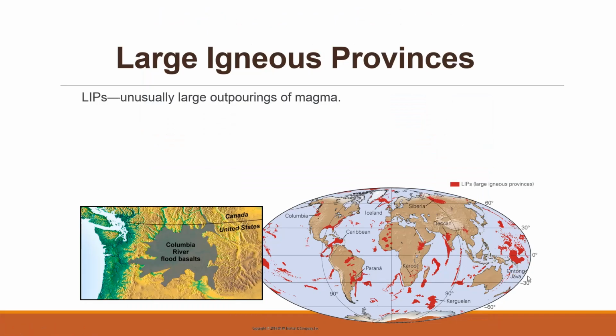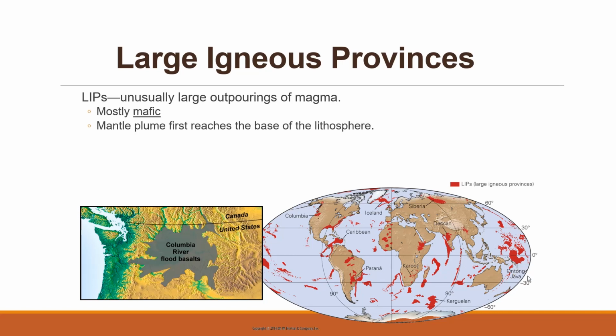And then we can also have very large mafic features. These are called large igneous provinces, LIPs. These are unusually large outpourings of magma. They're also called flood basalts. So the Columbia River flood basalts would be an example of one of these. These are the things that I mentioned that will change the face of the Earth. Several mass extinctions in geologic history have been due to these types of outpourings.